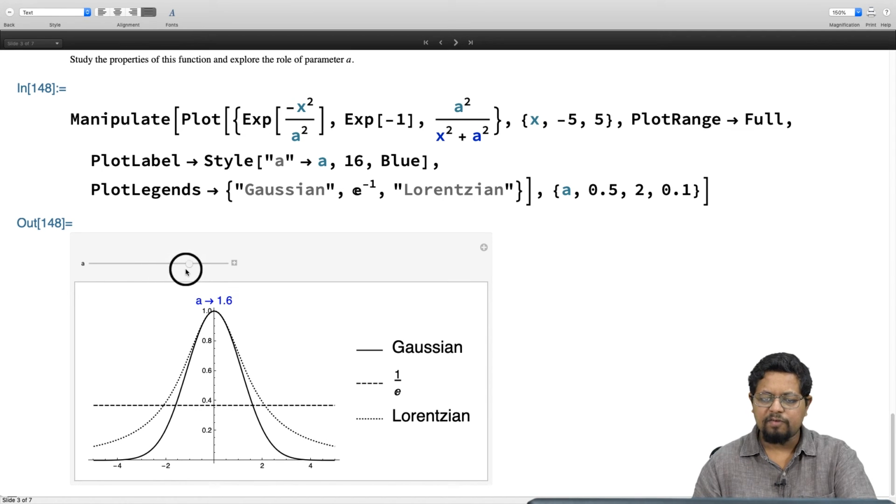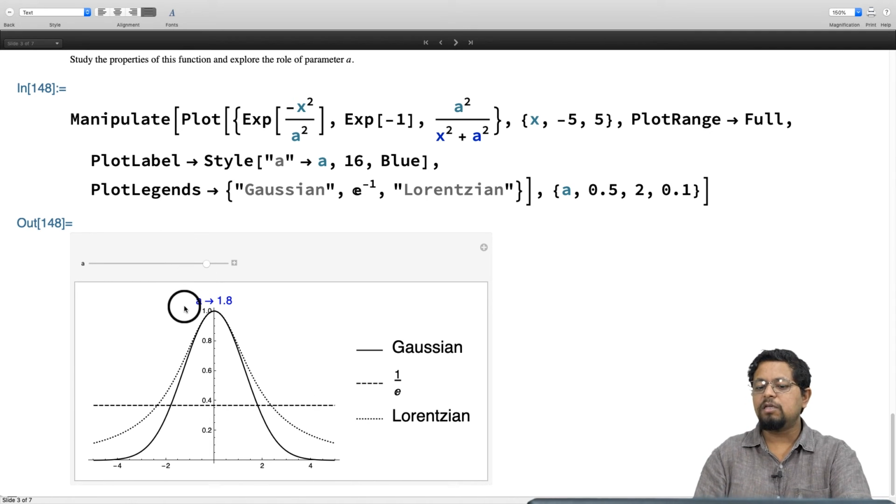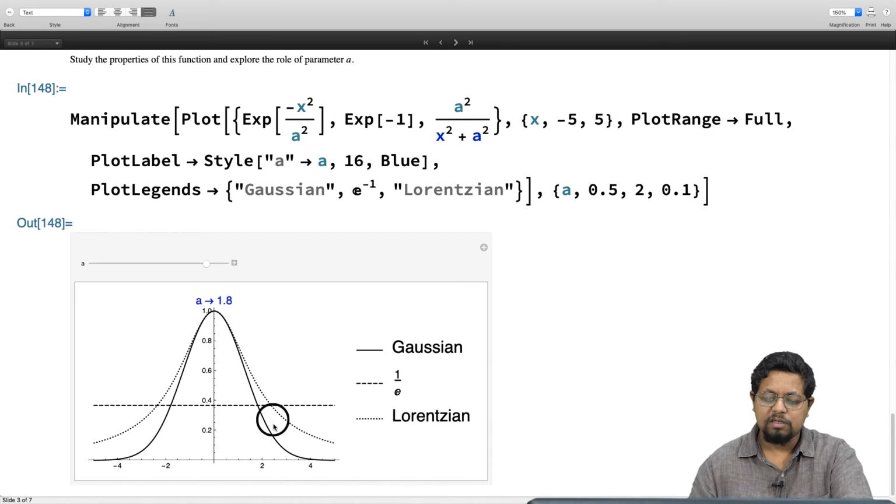You can always see, no matter what the value of a is, the Gaussian is falling off much faster compared to the Lorentzian. In fact, in the large x limit, the Lorentzian behaves like 1 over x squared, while the Gaussian falls off exponentially, like e to the power minus x squared, which is much faster than 1 over x squared. So the Gaussian will always go to 0 faster than the Lorentzian. That is the large x behavior, but for both of the functions, the maximum appears at x equal to 0, and both functions have the x-axis as asymptote as x goes to plus or minus infinity.